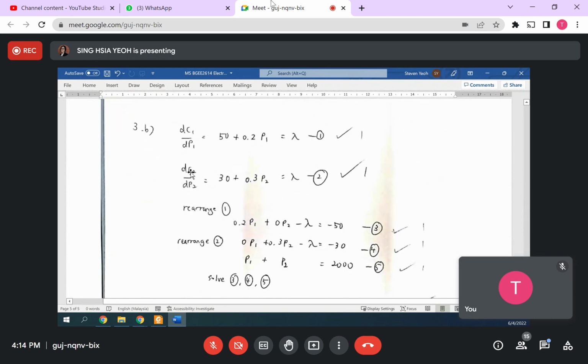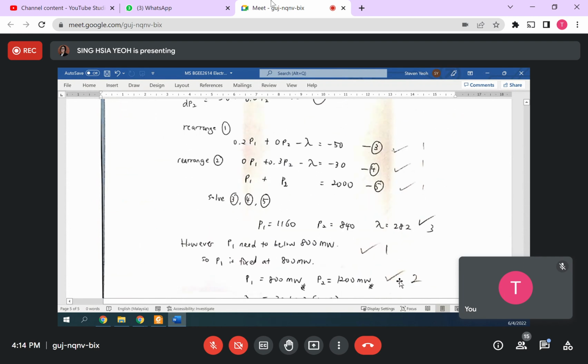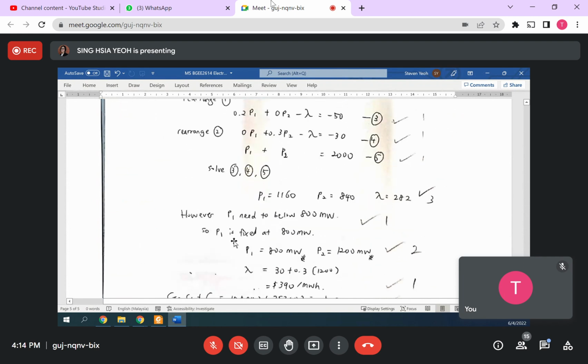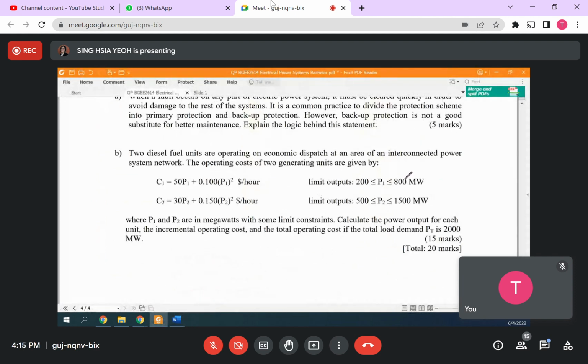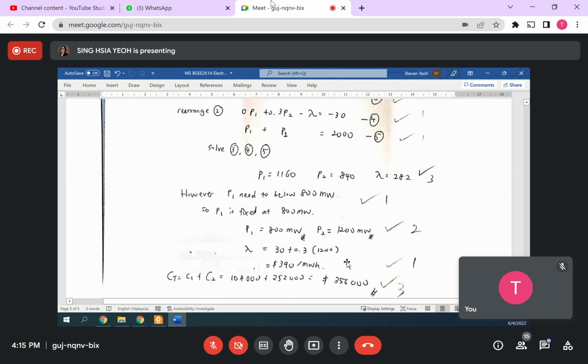Yeah, differentiate it, rearrange it, go to lambda, then rearrange it, then 3 equations, we settle, we get P1, P2, and lambda. Then we check the limit because in the question, P1 must be less than 800. So this one, P1 is already more than 800. So P1 needs to be lower than 800 megawatt. So P1 is fixed at maximum 800. So if P1 is fixed at 800, then P2 will be equal to 1002.